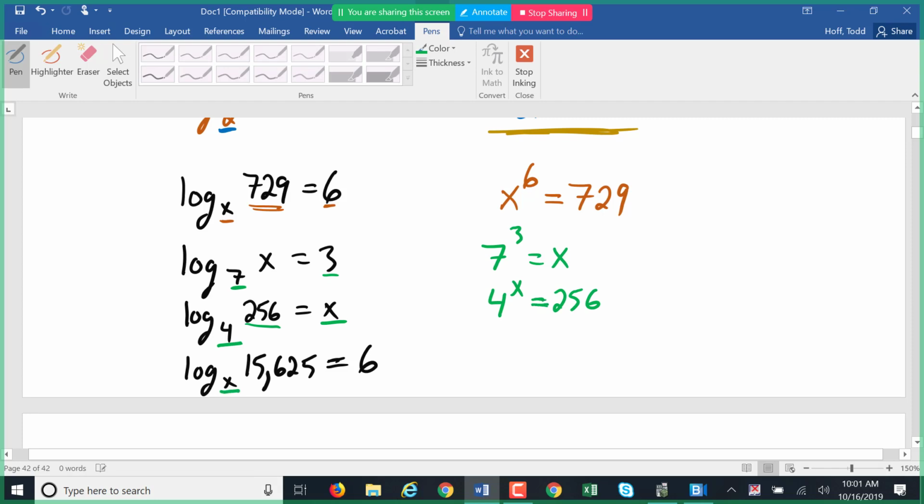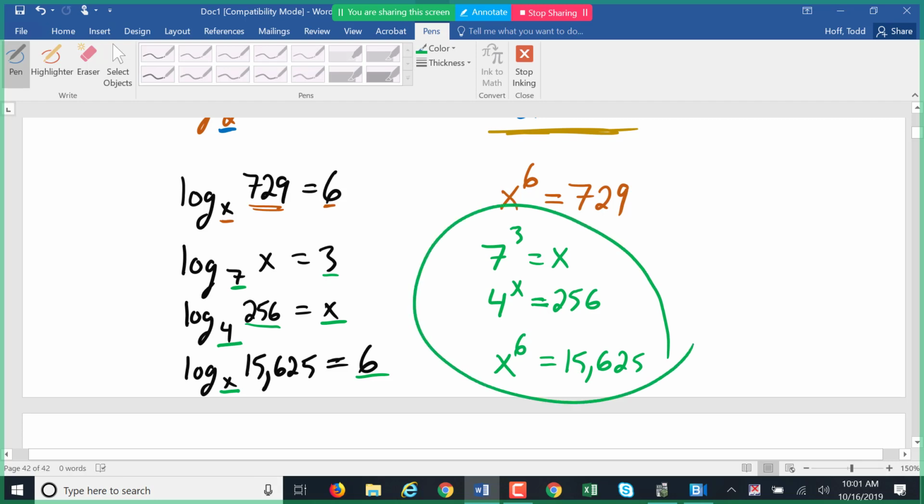And our third one, x to the power of 6 equals 15,625. Any questions on those? So now let's go the other direction.